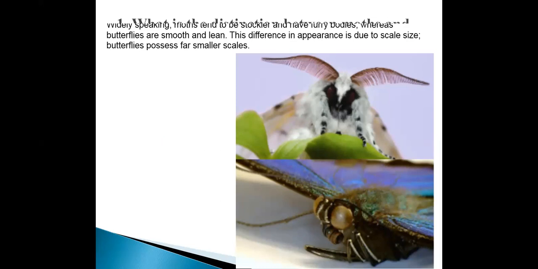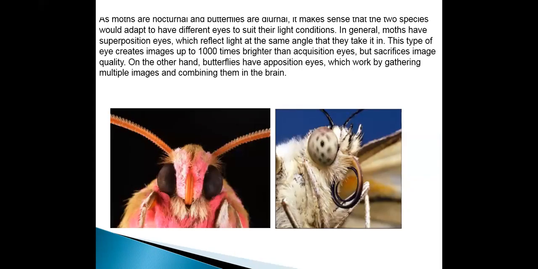Okay, these are nothing but the scales present on the insects. So you can find the difference: small scales are present on butterflies, and on a moth, it looks like a brush type, a little longer. This difference you can see when you observe the insects.